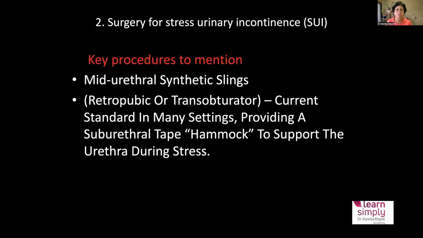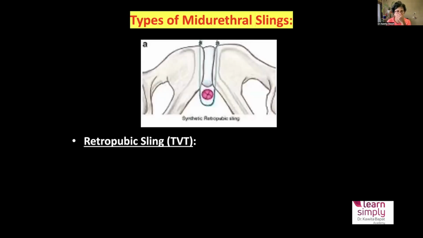Then key procedures to mention when we are doing stress urinary incontinence surgery. First is the mid-urethral synthetic slings. Second is retropubic or transobturator slings. The current standard in many settings, providing a suburethral tape to support the urethra during stress.